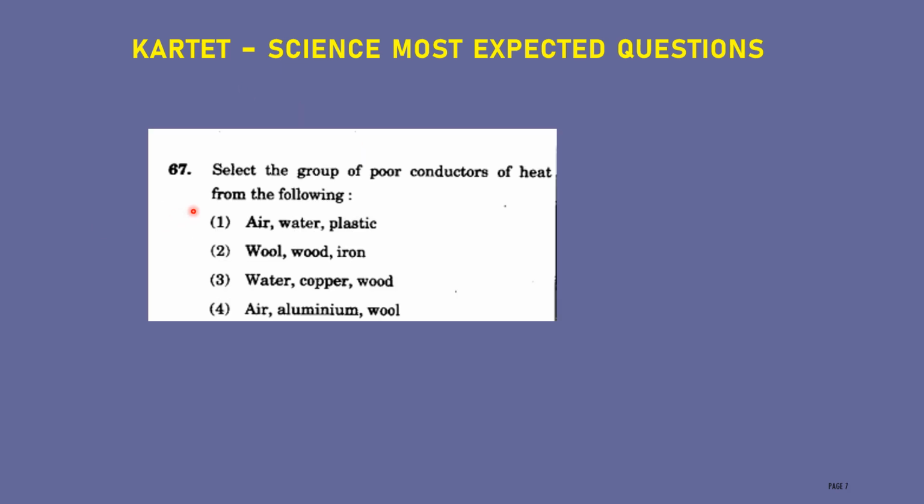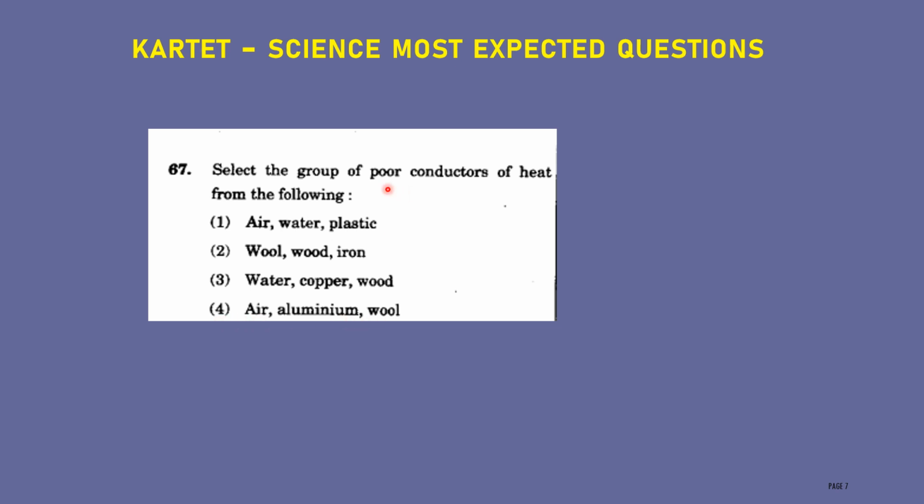Let us see the next question. Select the group of poor conductors of heat from the following. First option, air, water, plastic. Second one, wool, wood, iron. Third one, water, copper, wood. Fourth one, air, aluminium, wool.